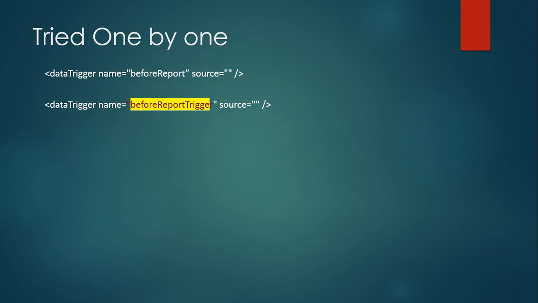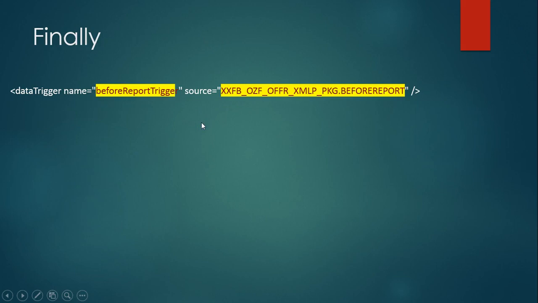Then I thought maybe in the before report, even though I don't have any before report, I should try renaming it. I should try using the before report trigger instead of the before report. I tried that, it didn't work. So finally I thought maybe I should put the before report package in there, and that did the trick. I'm surprised how it worked.